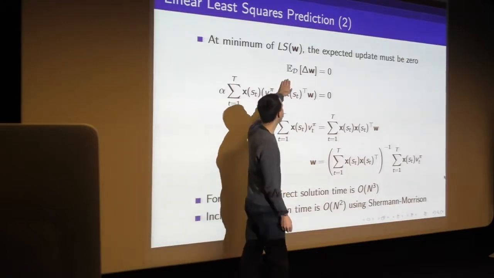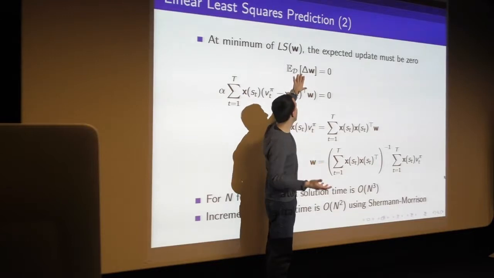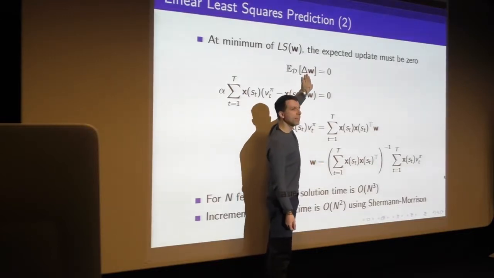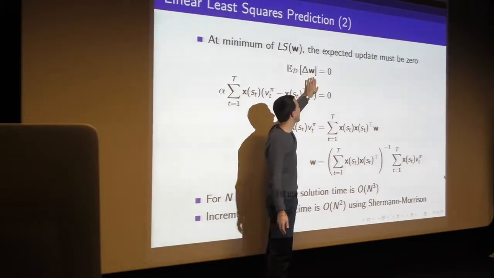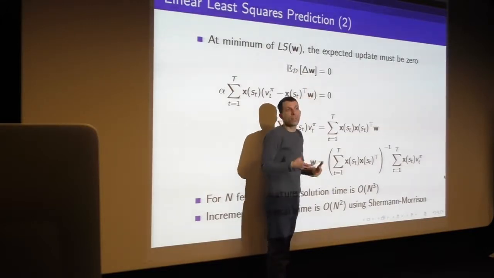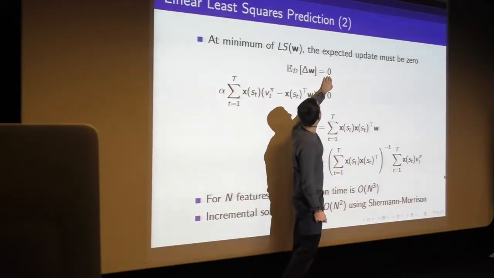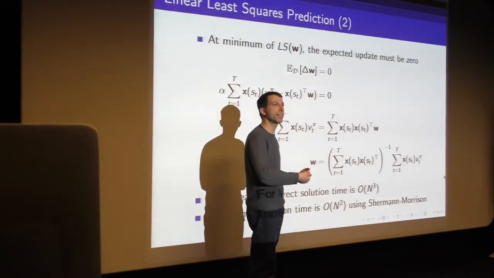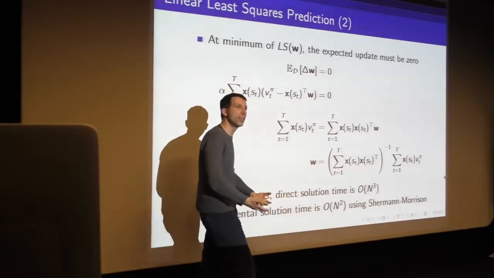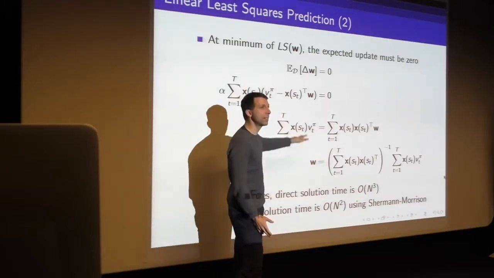Okay? So another way to say that is that if we take the expectation over our data set of the updates that we would make, we would want the expected update over a whole data set to be 0. We don't want there to be any pressure to change this thing. If this was not 0, if this was positive, we would still want to be moving. We'd still choose to change our weights. So that would mean we hadn't reached the least square solution yet. And then the rest of this is just expanding that.